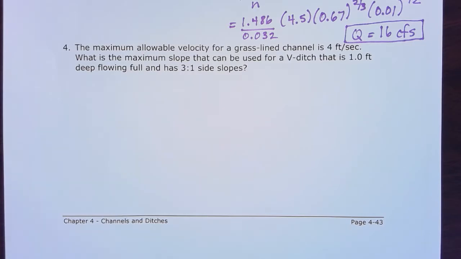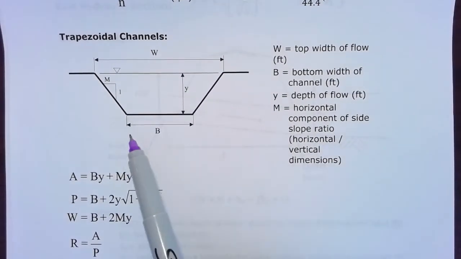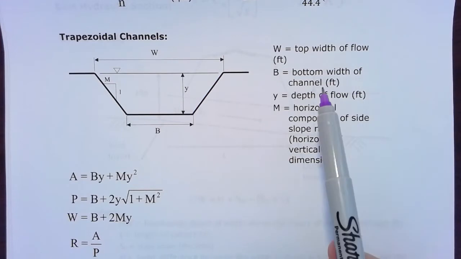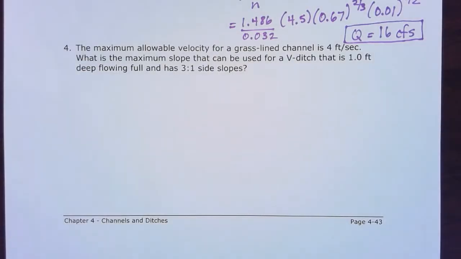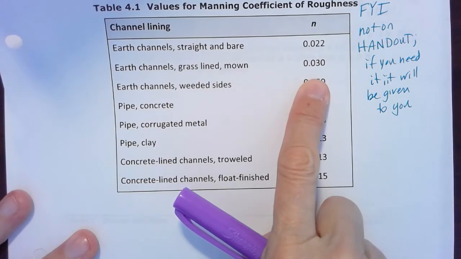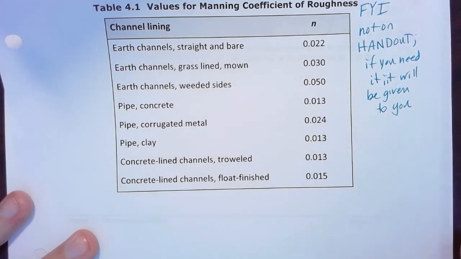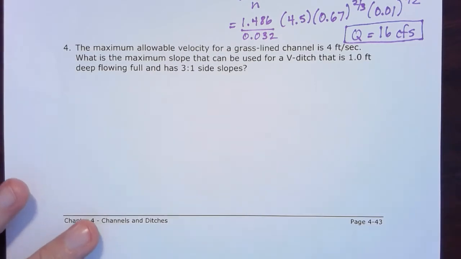So it's not a trapezoidal channel, but remember that we can use those trapezoidal channel equations. All we have to do is set this B value here, which is the bottom width of the channel, to 0. So the area becomes m times y squared. The wetted perimeter becomes 2y times the square root of 1 plus m squared. So it just lets those b values drop out since they're equal to 0 for a V channel. We also know that it's a grass-lined channel, so we can go back to our Manning's equation chart here and say for grass-lined channels, we're going to have 0.030 for n. But again, that would be given to you for a problem.